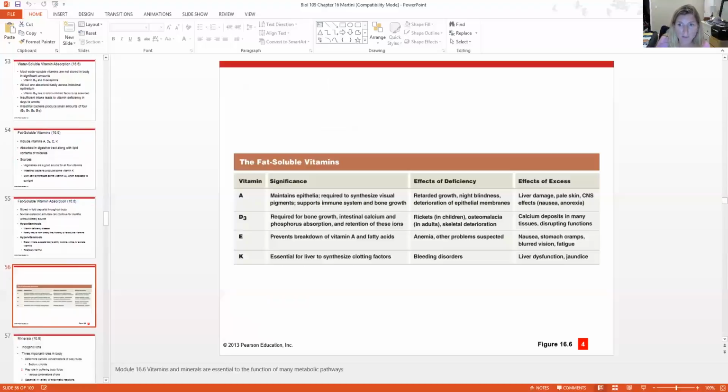So here are our fat-soluble vitamins. This shows the effects of excess, the effects of deficiency, and what they do. Do you have to know what the vitamins do? For the fat-soluble vitamins, you should be familiar with their source or with their function. Just pick one of the functions and know that for each vitamin. Again, for vitamin C and B, those are just coenzymes. You don't have to know what a coenzyme is for. And you should be familiar with the effects of deficiency and excess for these.